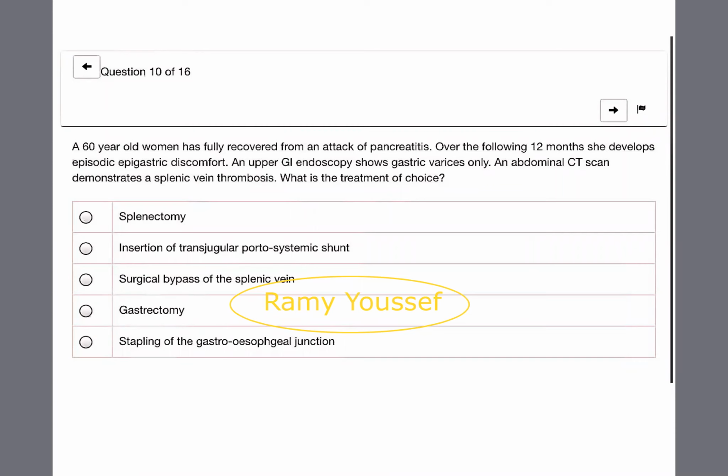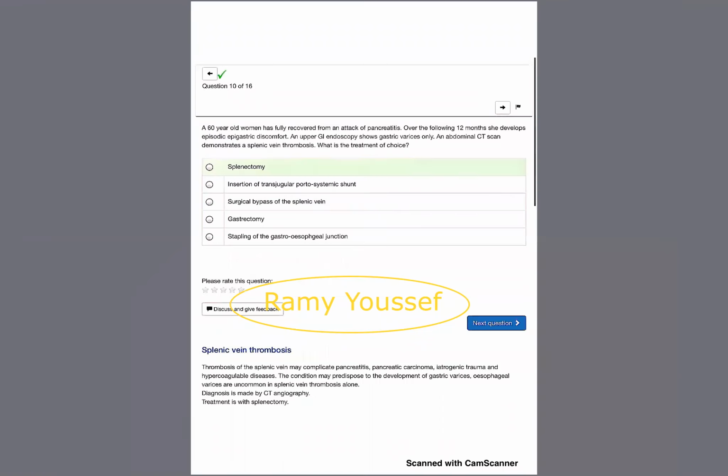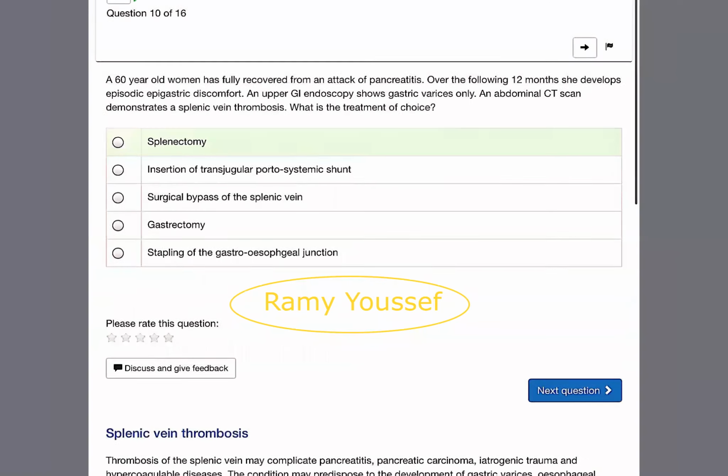A 60-year-old woman has fully recovered from an attack of pancreatitis. Over the following 12 months, she developed epigastric discomfort. Upper GI endoscopy shows gastric varices only. An abdominal CT scan demonstrates a splenic vein thrombosis. What's the treatment of choice? It's A, splenectomy. Yeah, exactly. Splenic vein thrombosis, treatment is splenectomy.